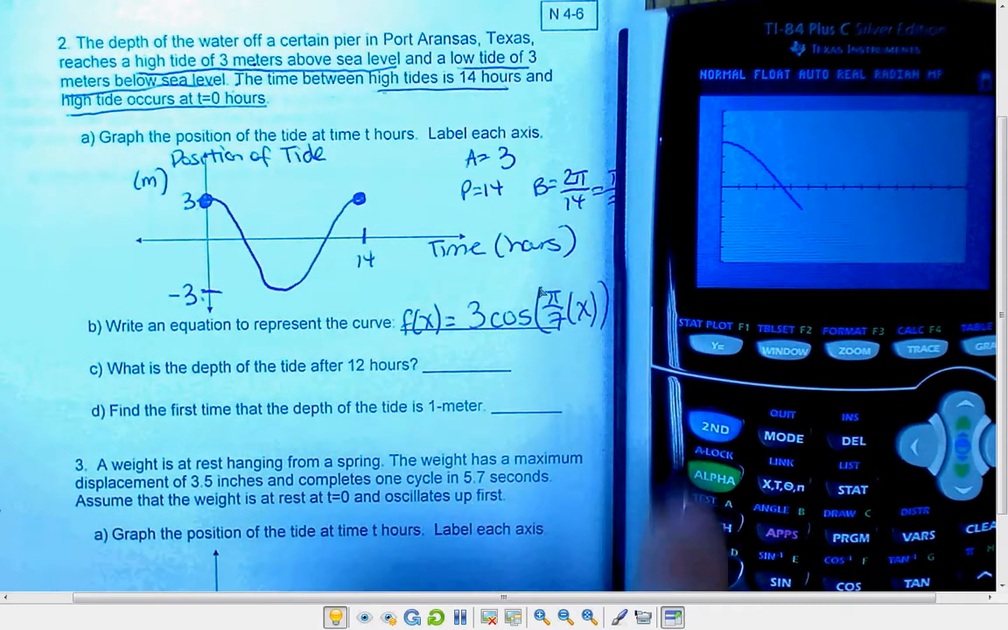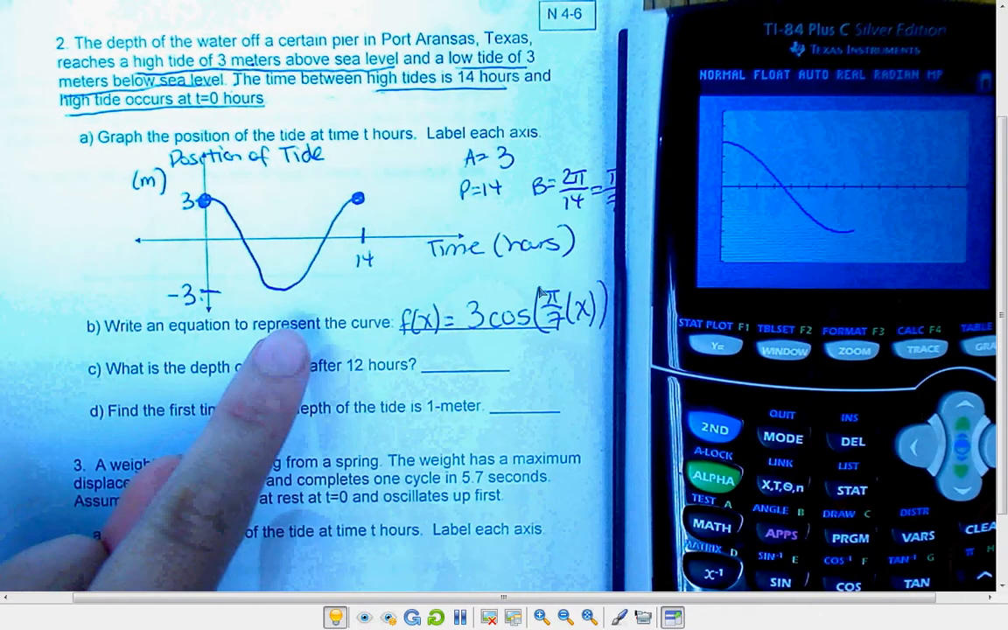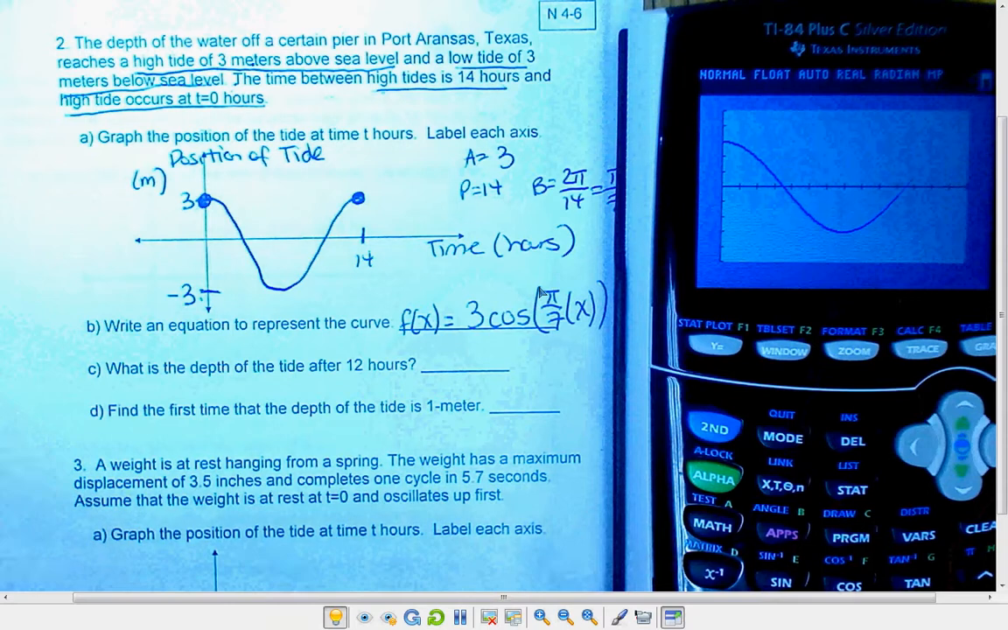So when I graph it, yes, this does match my picture that I drew, which tells me that I wrote my equation correctly.